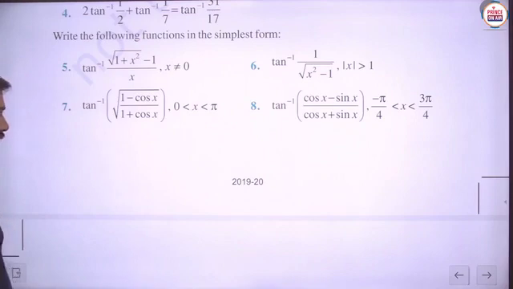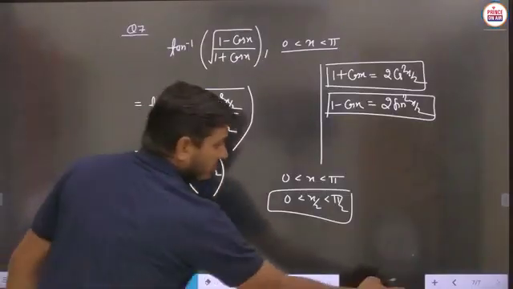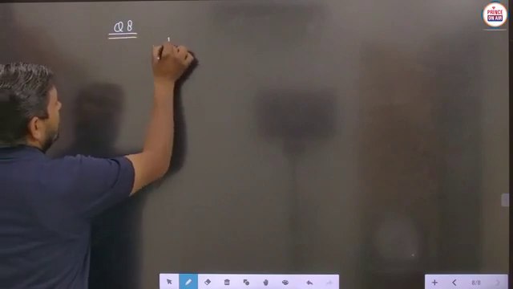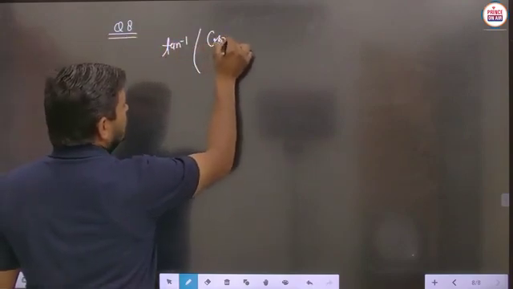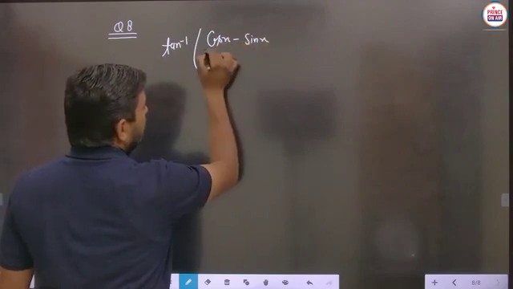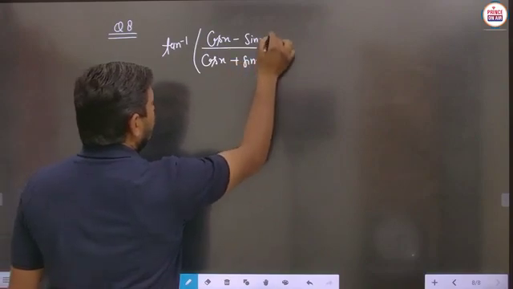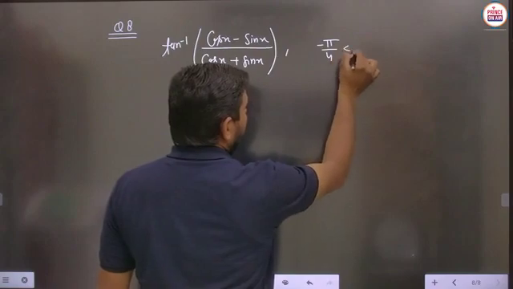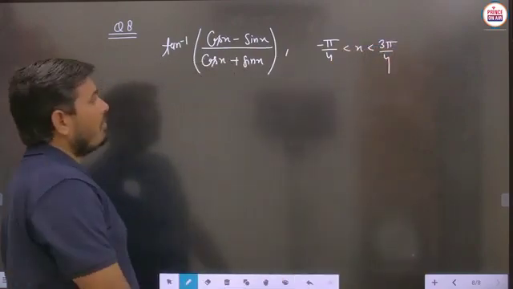So next question number 8 we will take here. This question number 8 we are taking. In this question number 8, it is written as tan inverse of cos x minus sin x divided by cos x plus sin x, and here this particular x is given from minus pi by 4 to 3 pi by 4. This is also given here, no problem.